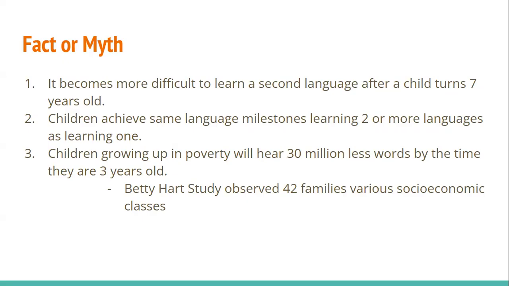This is not true. A company called Lena produced these recording devices that they could put on babies, and they found that it was actually 4 million less words, so 30 million is an exaggeration. 4 million less words by the time the child turns 4, depending on if they were in lower income classes compared to higher income classes.